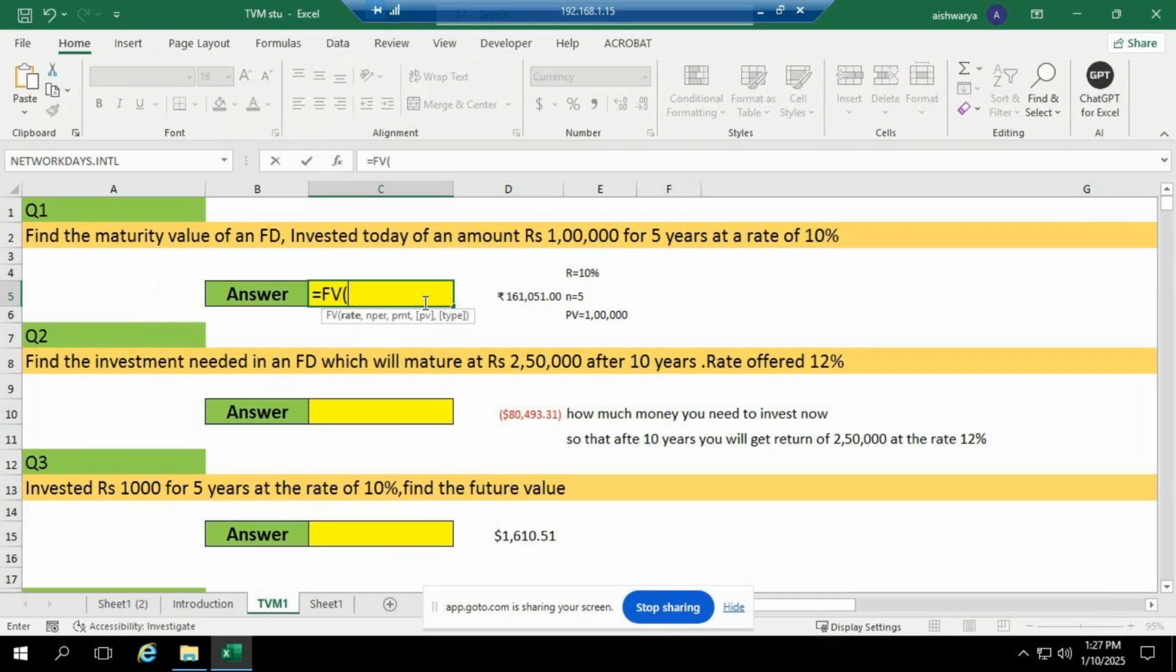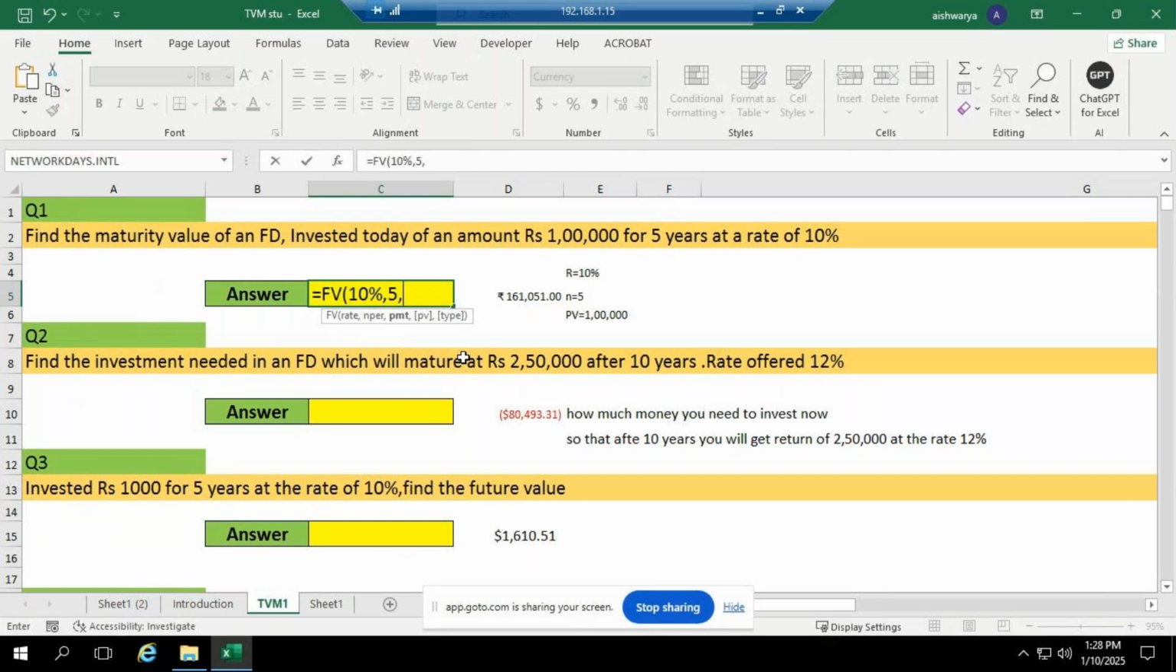Open bracket. Then it is showing here the rate. You can just look here. That is the rate it is showing here. The rate is 10%. Then comma, nper. What is that nper? Nper is nothing but 5 years, the duration, the number of periods. Then comma, pmt.